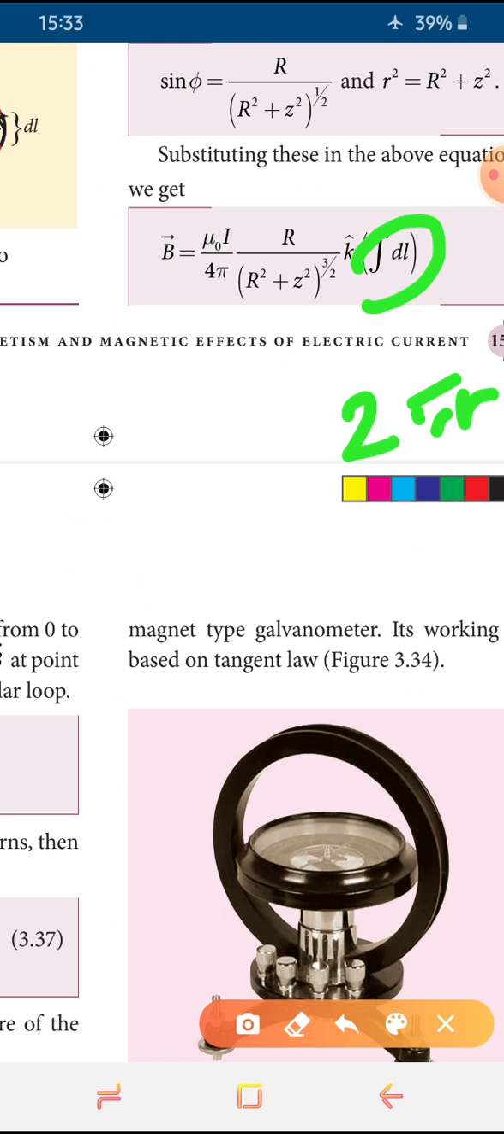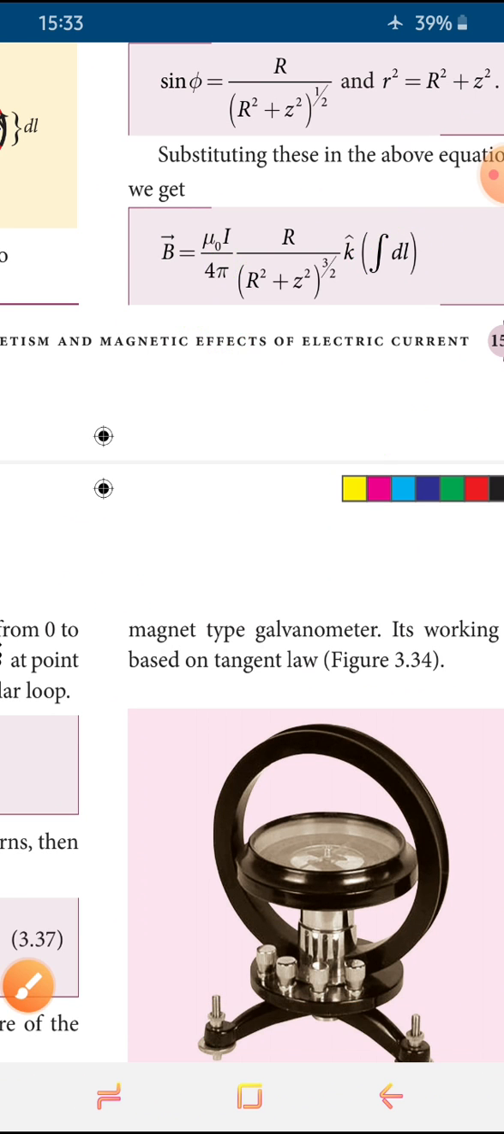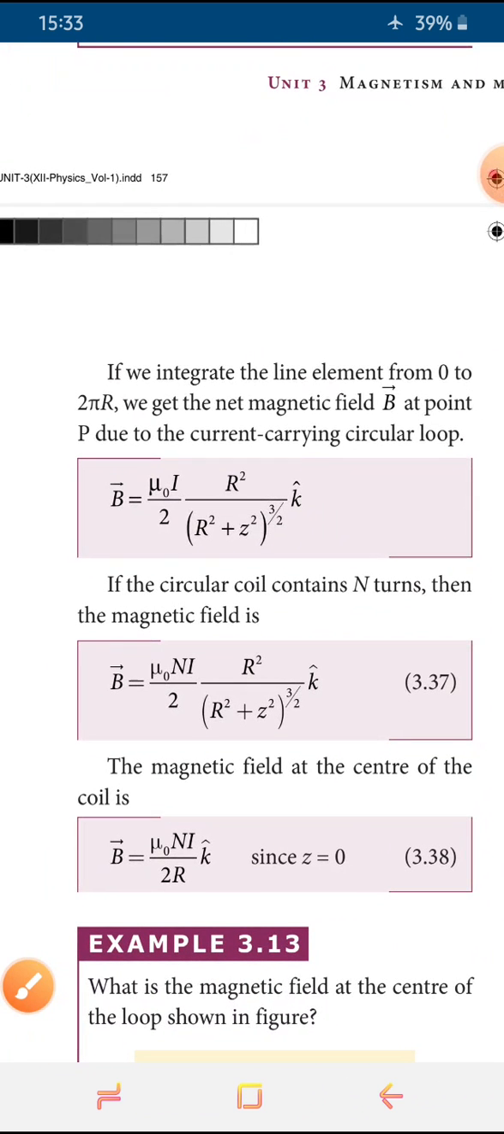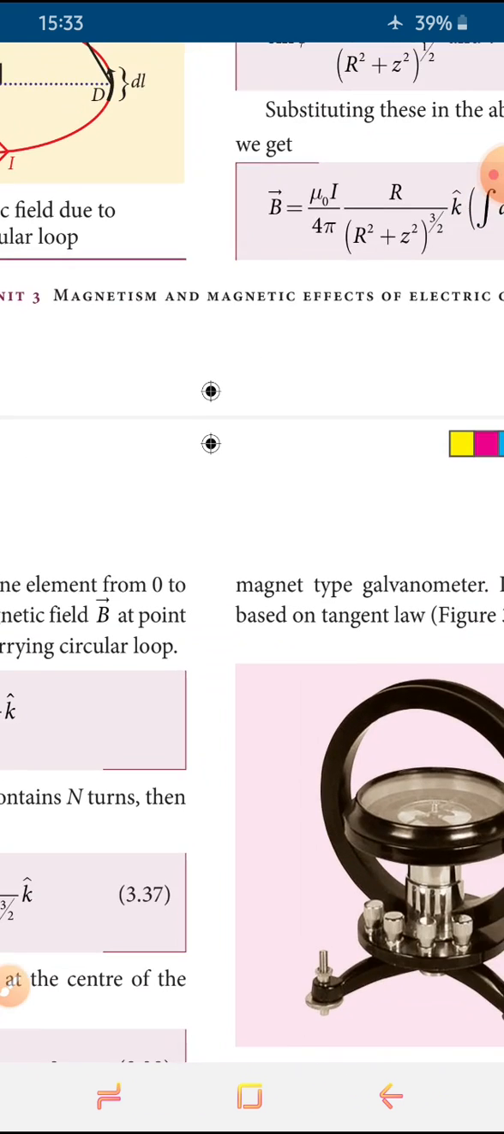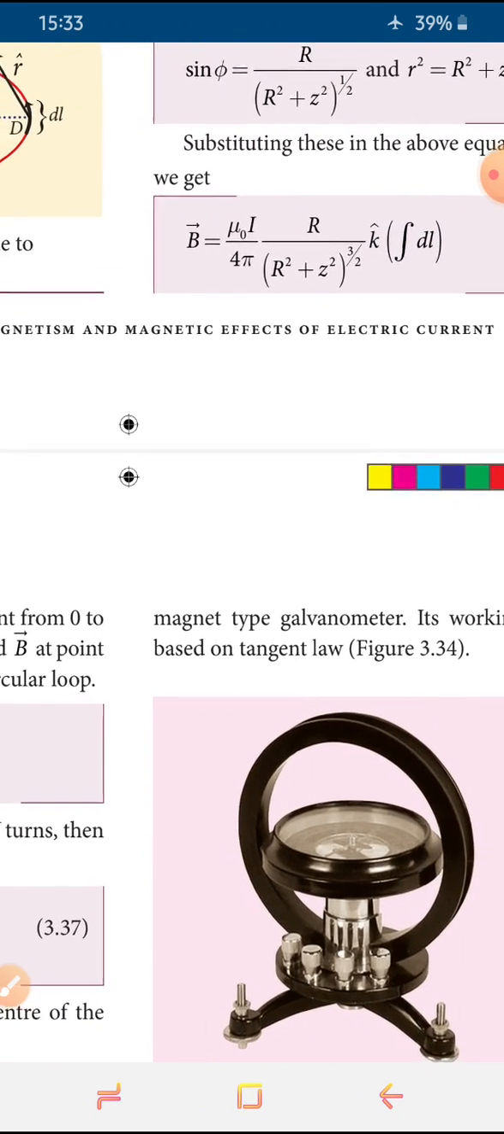Comparing this, the 4 and 2 can be cancelled. Here 2 times will come, pi and pi will be cancelled, and the rest of the equation we can write as follows: mu naught I divided by 2, capital R square plus Z square, power 3 by 2.